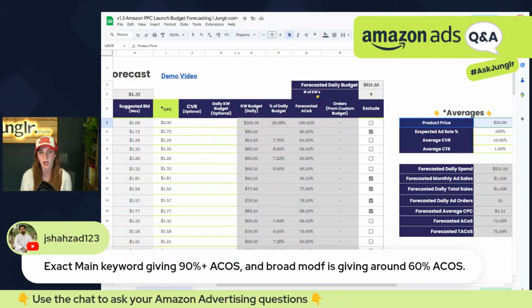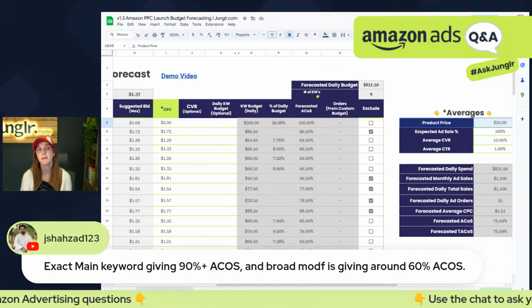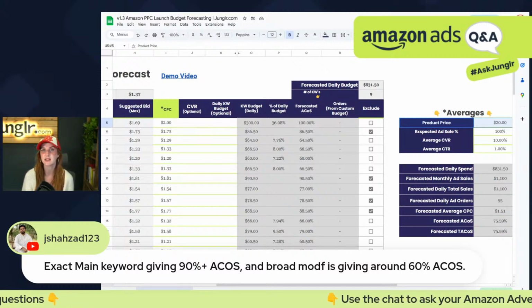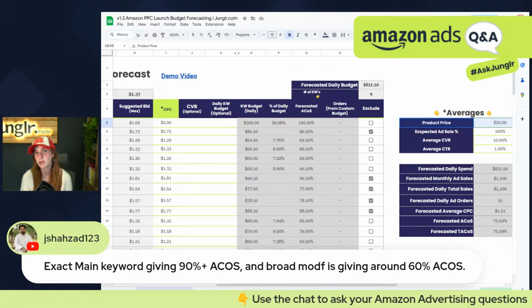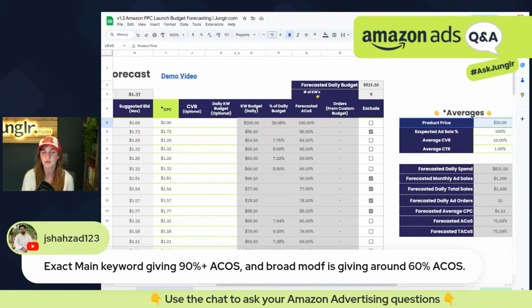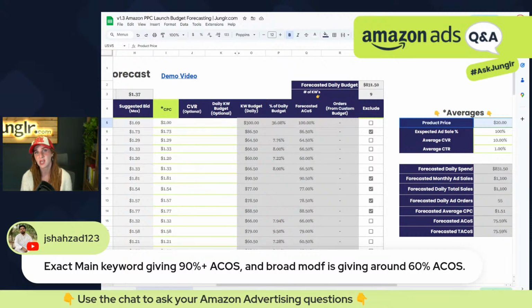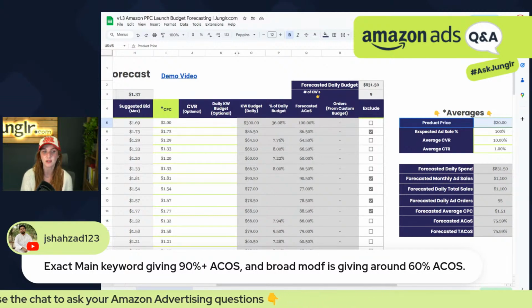So I might use broad match, I might use phrase match, I might even continuously use exact match, but I'm probably putting in lower bids. I'm not trying to pump up my order velocity. I'm not trying to get super aggressive. My goal is just seeing, can I get some sales through this keyword? And that would be my recommendation.